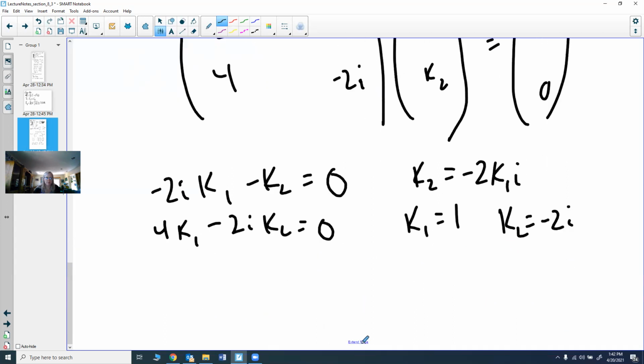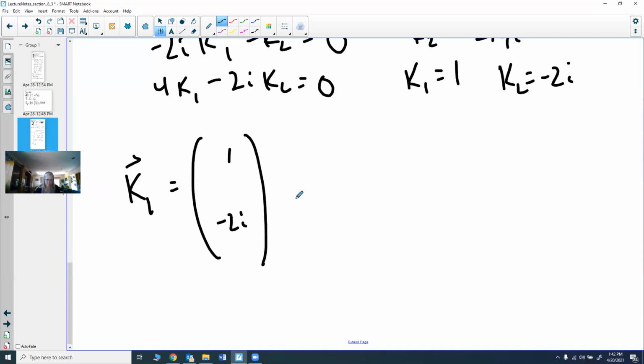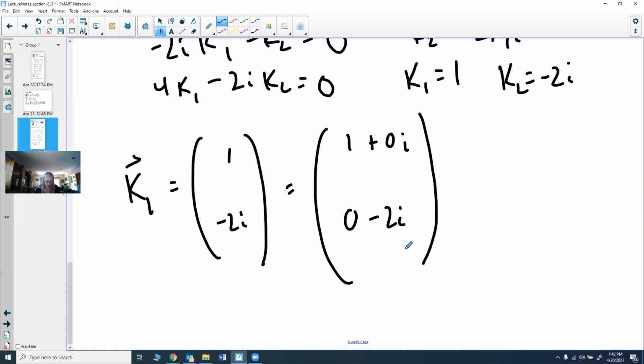So k1 is the matrix 1, because that's a k1, and negative 2i for k2. Remember, that's really 1 plus 0i and 0 minus 2i. That really is what that is equal to.